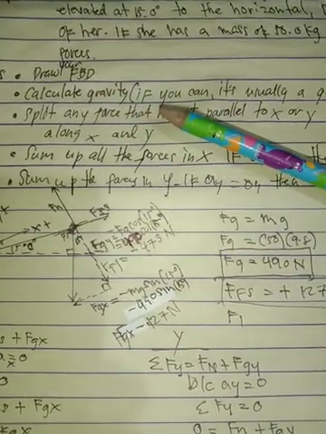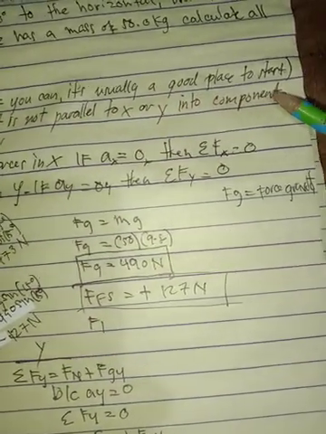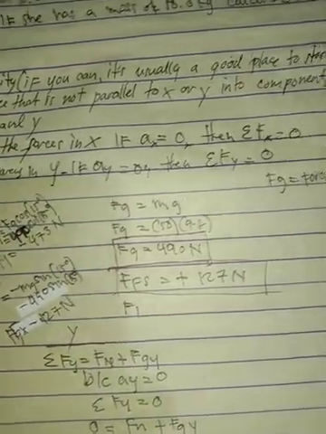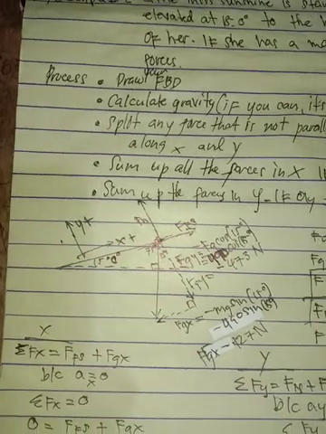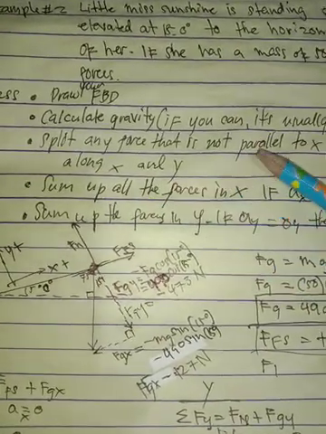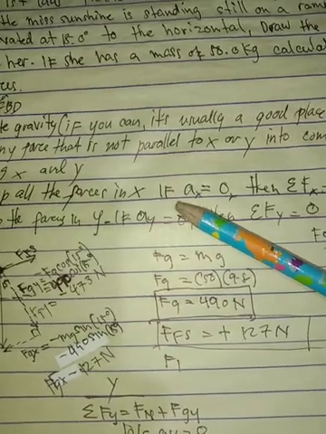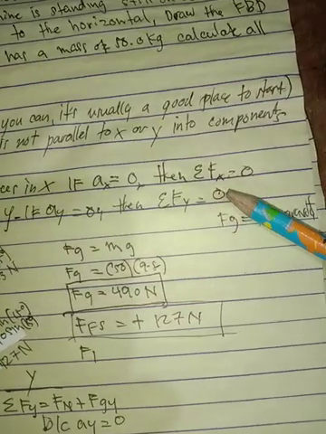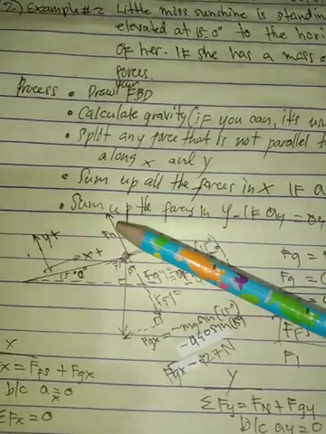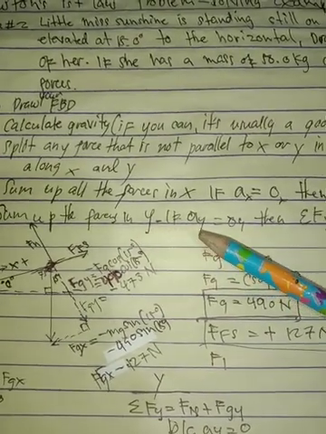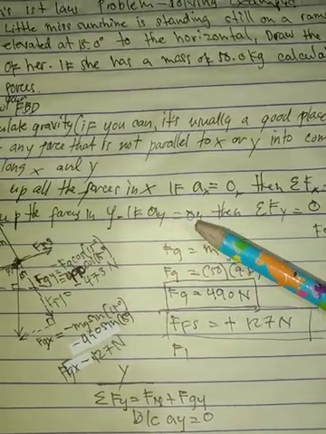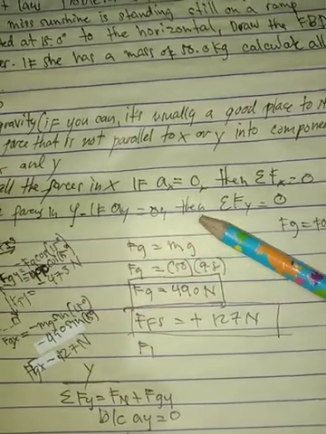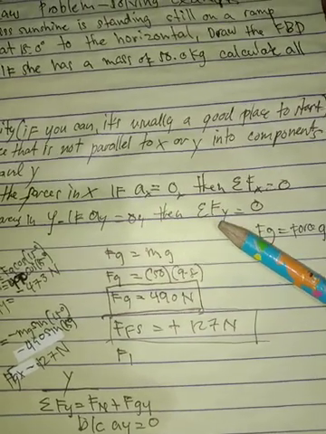then calculate gravity. If you can, it's usually a good place to start. Then split any force that is not parallel to x or y into the components along x and y. Sum up all the forces in x. If ax equals 0, then total force x equals 0. Sum up all the forces in y. If ay equals 0, then total force y equals 0.